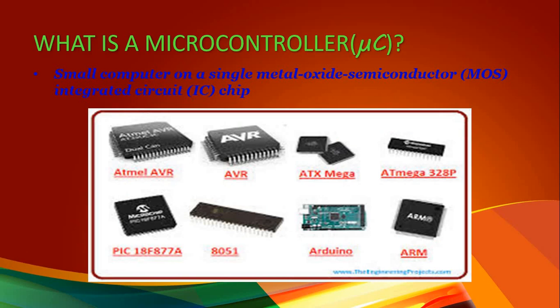Next, what is a microcontroller? Microprocessor and microcontroller. The microprocessor has, in one IC, only the CPU implementation. But in a microcontroller IC, what are the things we will have? We have a CPU as a separate unit, and we have a memory unit. What are the memories we have? RAM and ROM.